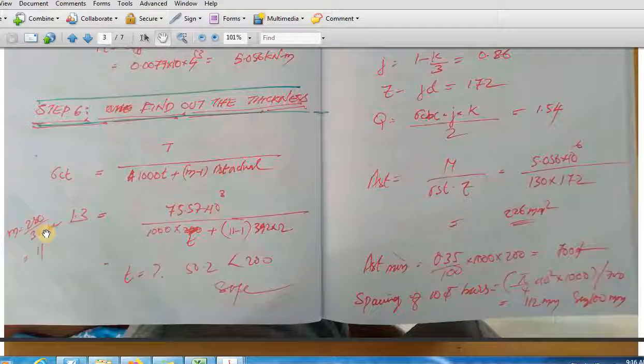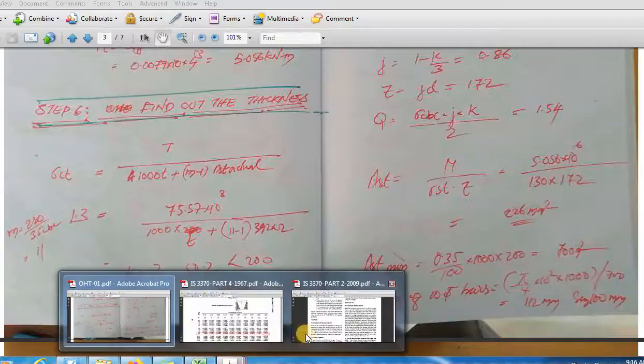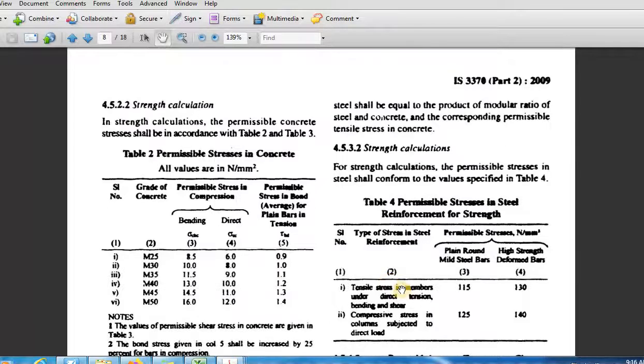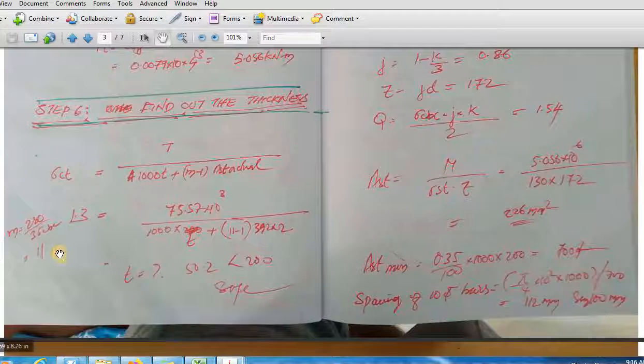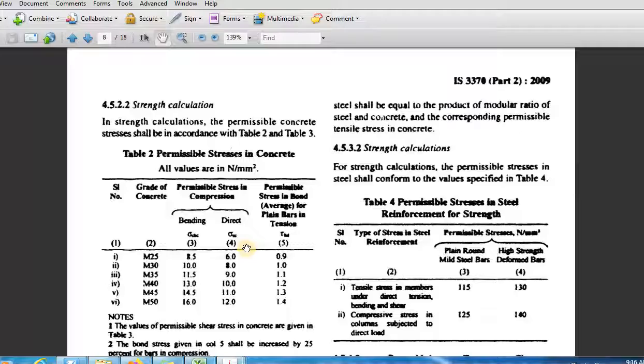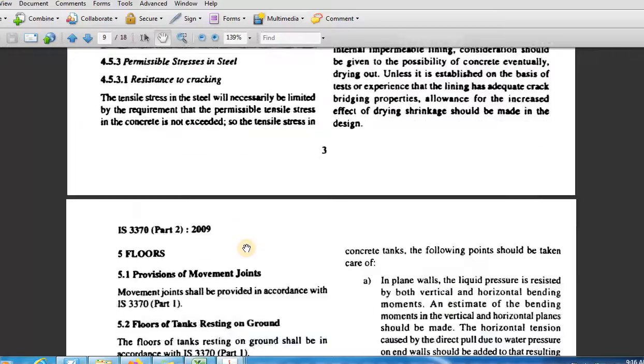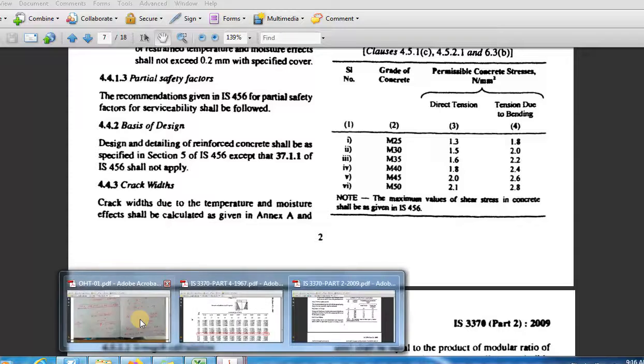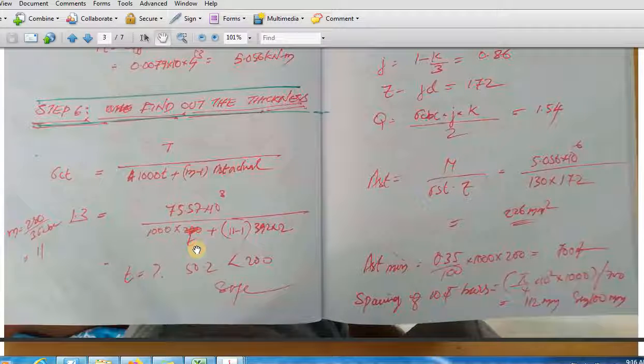Since ours is M25 concrete, you will get it from the code, as we have discussed. For M25, sigma cbc for bending and direct tension is 8.5. Okay, so using that you will get m as 11, and sigma ct is the actual tension in concrete, which you will get from here, which is 1.3. Direct tension in concrete for M25 is 1.3. So substituting the values you will find out T here.